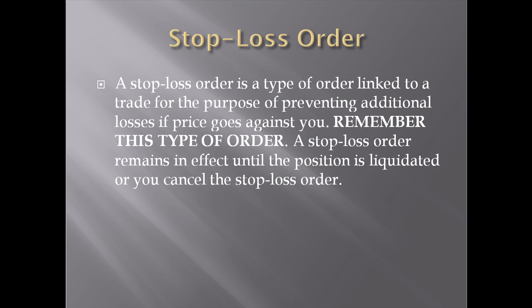The last one here, and probably the most important one, is the stop loss order. A stop loss order is a type of order linked to a trade for the purpose of preventing additional losses if the price goes against you. A stop loss order remains in effect until the position is liquidated or until you cancel it. So, for example, going back to this cable example, if I place a trade at 1.6, say I'm going long at 1.6, I may wish to put my stop loss at 1.5, so 100 pips below, right? Actually, no, it wouldn't be 100 pips, it'd be 1,000 pips, wouldn't it?